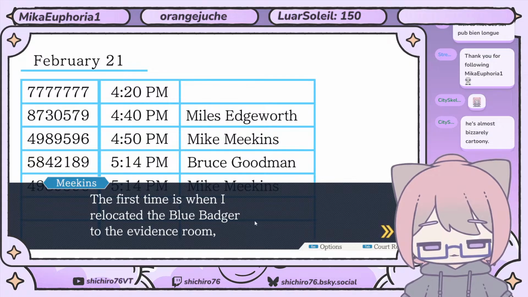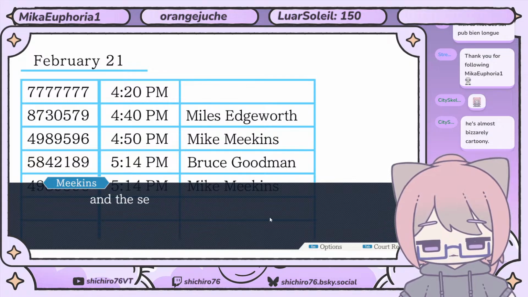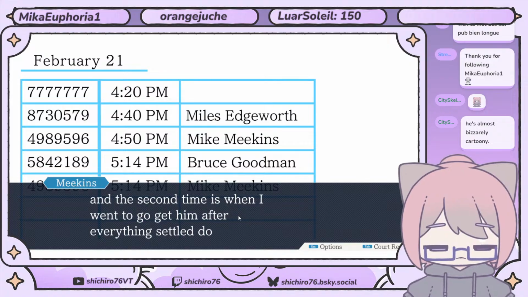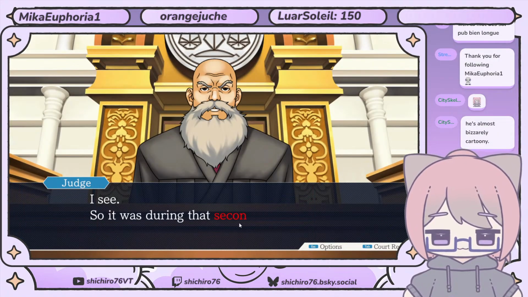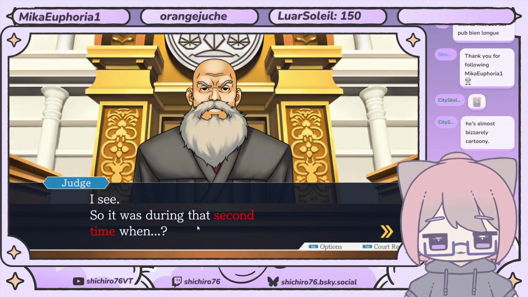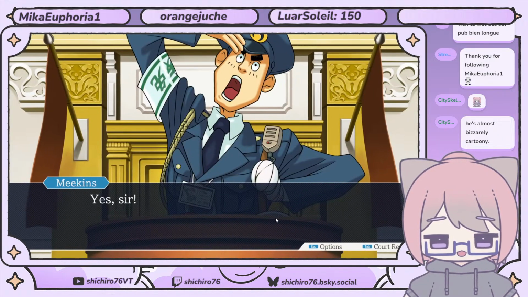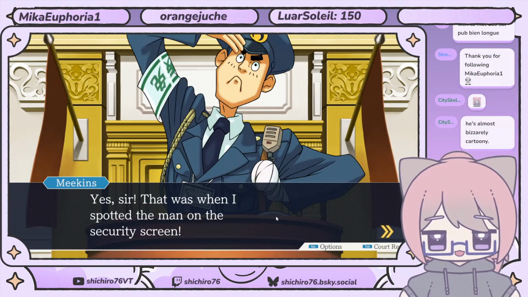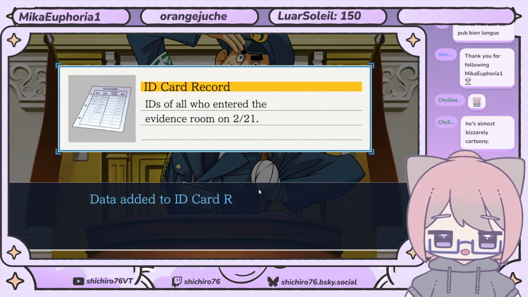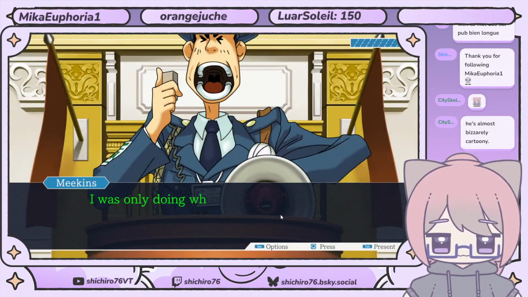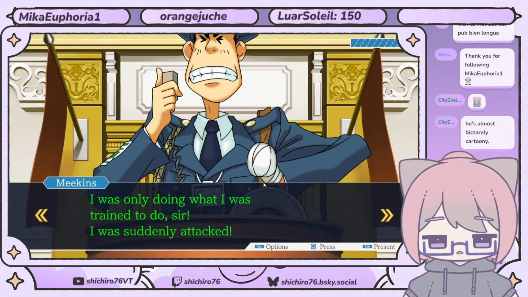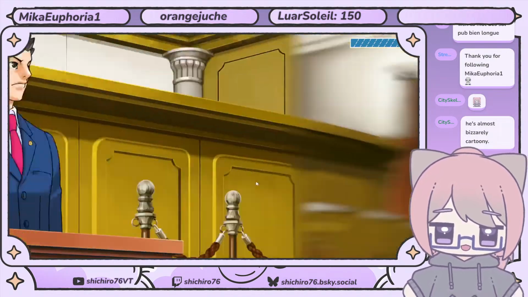First time is when I relocated the Blue Badger to the evidence room. And the second time is when I went to go get him after everything settled down. I see. So it was during that second time when... Yes, sir. That was when I spotted the man on the security screen. That added to the ID card record. I was only doing what I was trying to do, sir. Suddenly attacked.